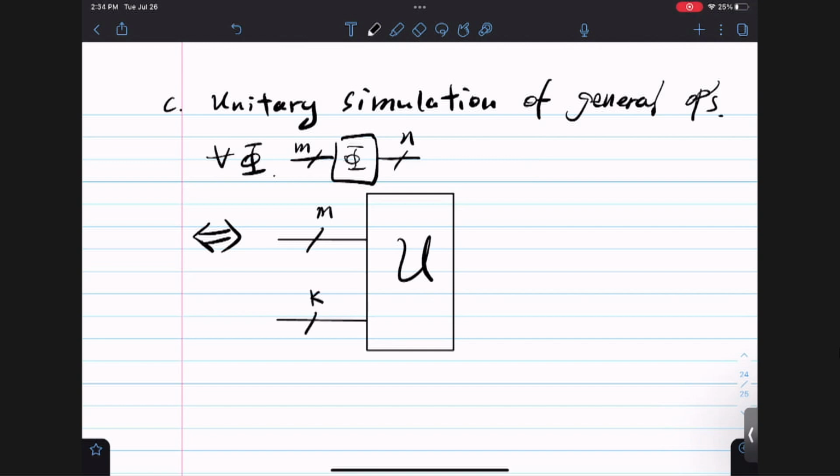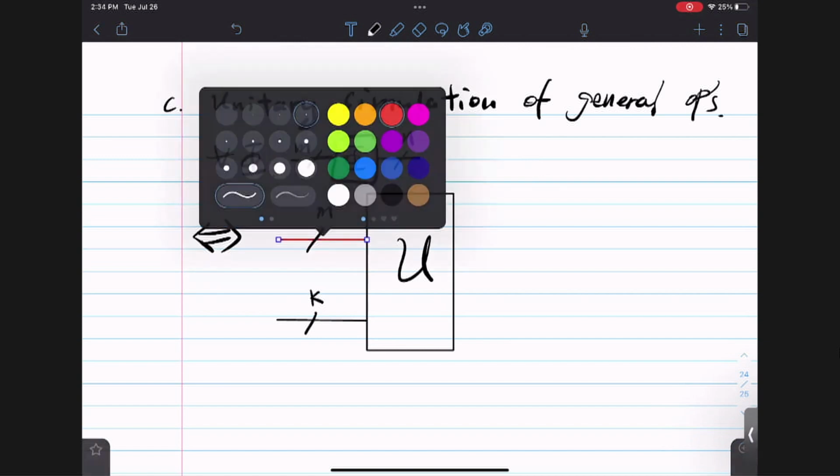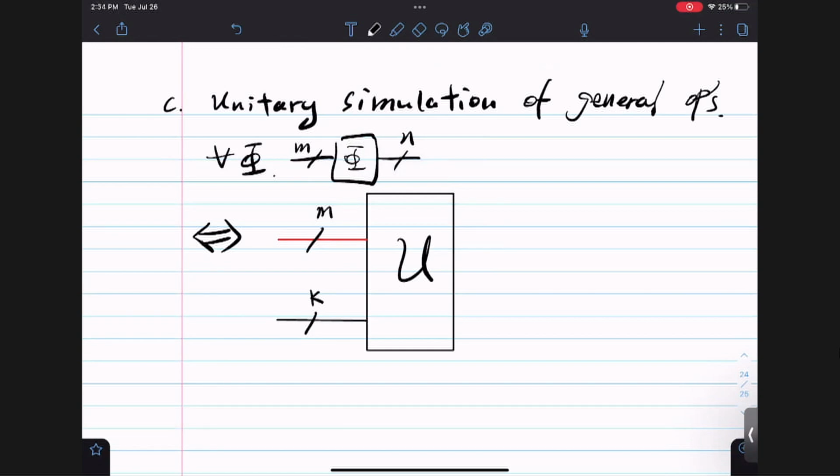This will be the original input system. And then we introduce these additional k qubits, which you can call the reference, or physicists call it the environment. So we can initialize them in the 0 state, and then the output here.